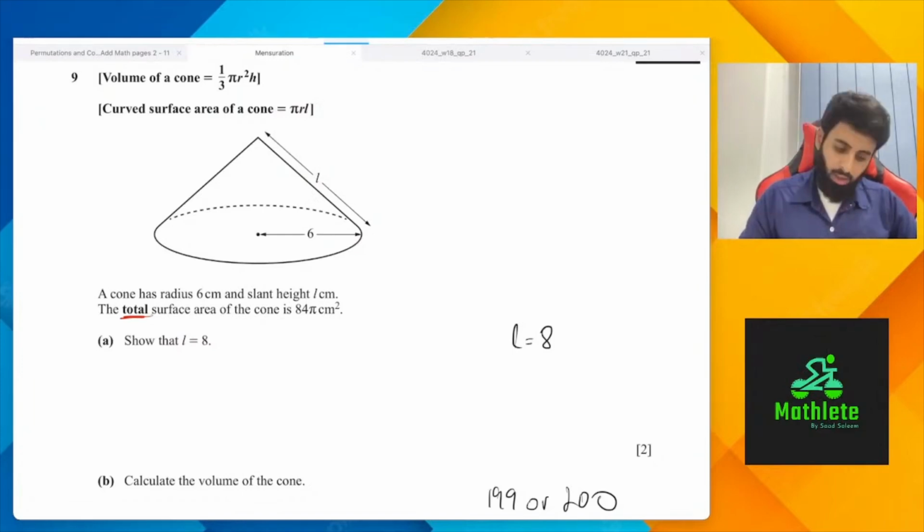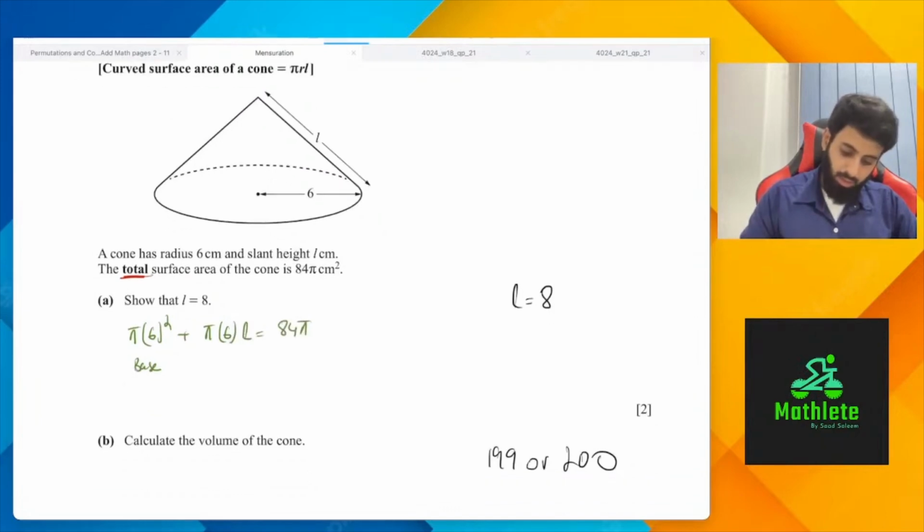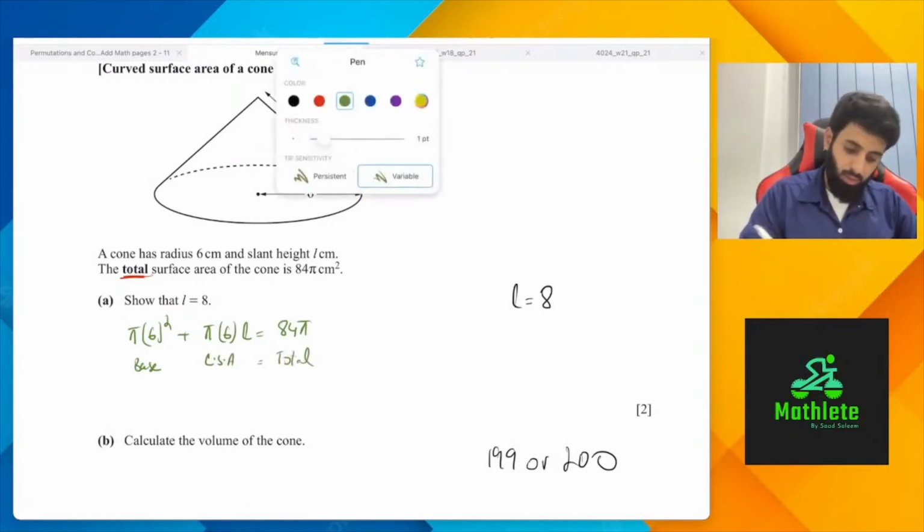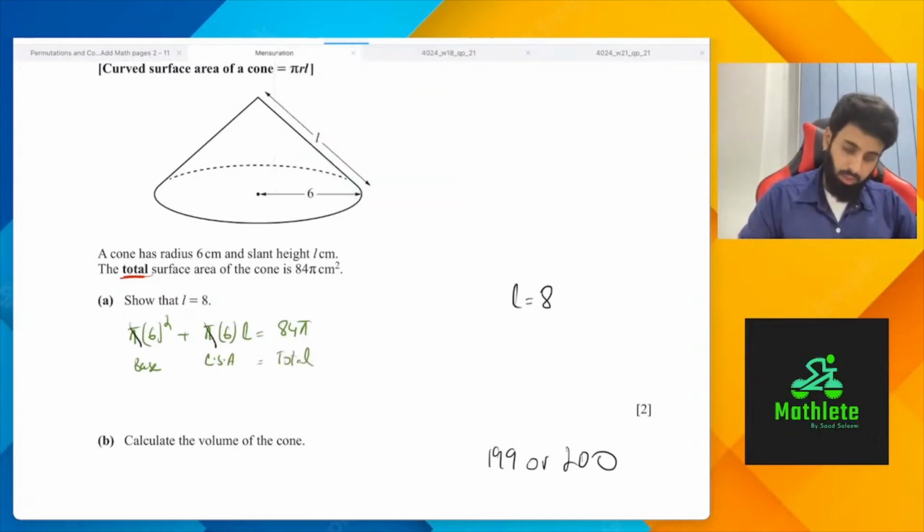As far as the base goes, the area of the base is going to be pi into 6 squared, plus the curved surface area, which is going to be pi r L, and that's equal to 84 pi. Now you have pi with all three terms, so you can cross it out.